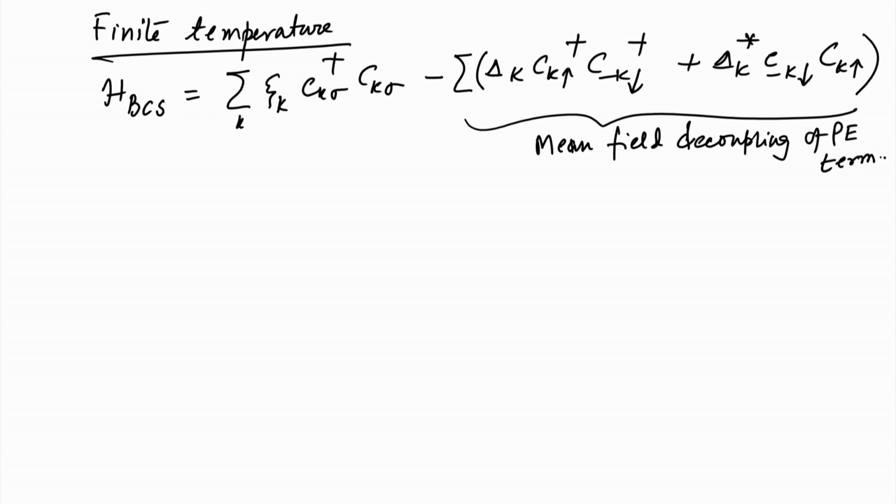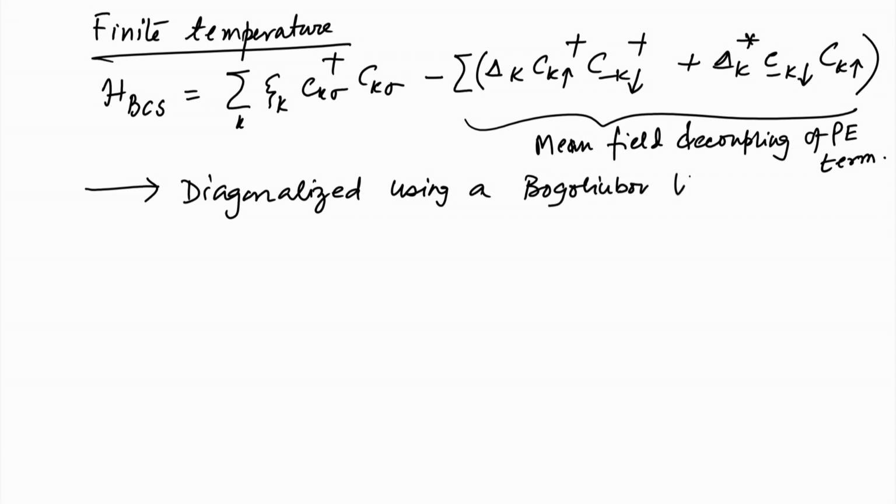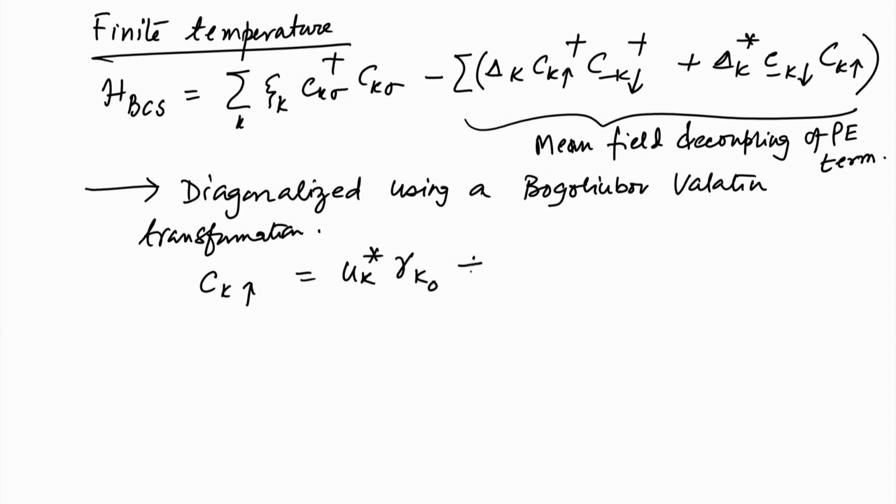These kinds of decouplings we have done earlier, and this Hamiltonian can be diagonalized using a Bogoliubov-Valatin transformation, where the C operators are transformed into quasi-particle operators of this form: C k up equals U k star gamma k 0 plus V k gamma k 1, and C minus k down dagger equals minus V k gamma k 0 plus U k gamma k 1.